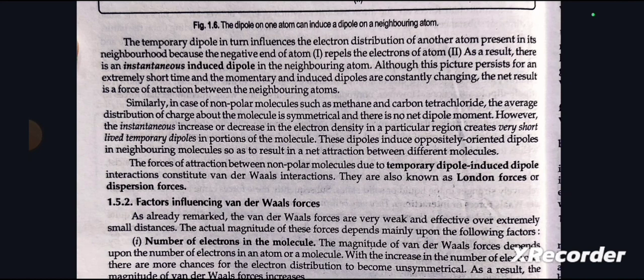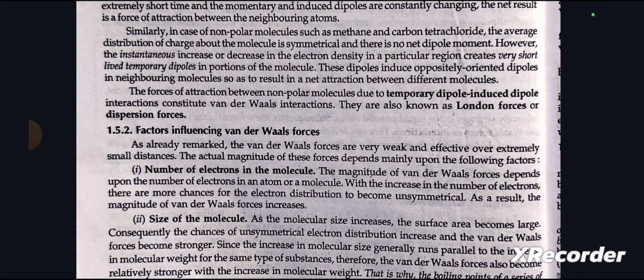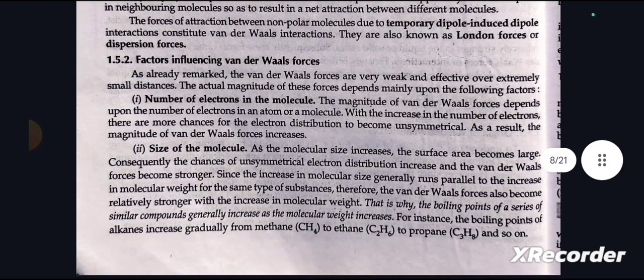Similarly, in the case of nonpolar molecules such as methane and carbon tetrachloride, the average distribution of charge about the molecule is symmetrical and there is no net dipole moment. However, the instantaneous increase or decrease in the electron density in a particular region creates very short-lived temporary dipoles in portions of the molecules. This dipole induces oppositely oriented dipoles in neighboring molecules, so as to result in a net attraction between different molecules. The forces of attraction between nonpolar molecules due to temporary dipole-induced dipole interaction constitute van der Waals interactions. These are also known as London forces or dispersion forces.